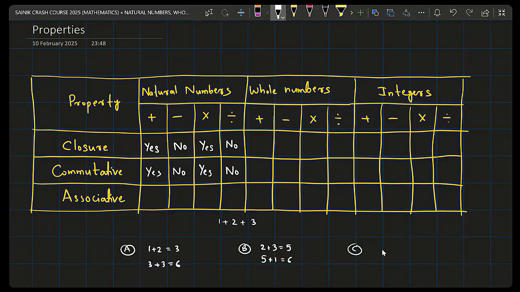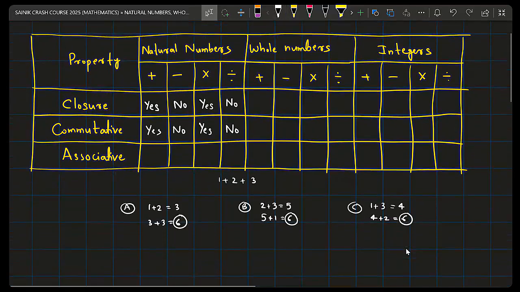Then student C, he didn't add 1, 2 or 2, 3. He added 1, 3. So 1 and 3 are added and he got 4. The remaining number 2 added later and he got 6. So you can see student A, student B and student C, irrespective of the first two number selection, the final answer is going to be the same. So this is called associative property.